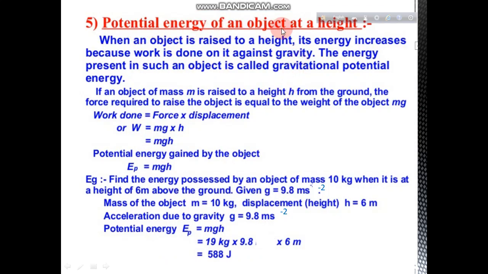Now the potential energy of an object at a height. When an object is raised to a height, its energy increases because work is done on it against gravity, and the energy present in such an object is called gravitational potential energy. Okay, we already discussed it.